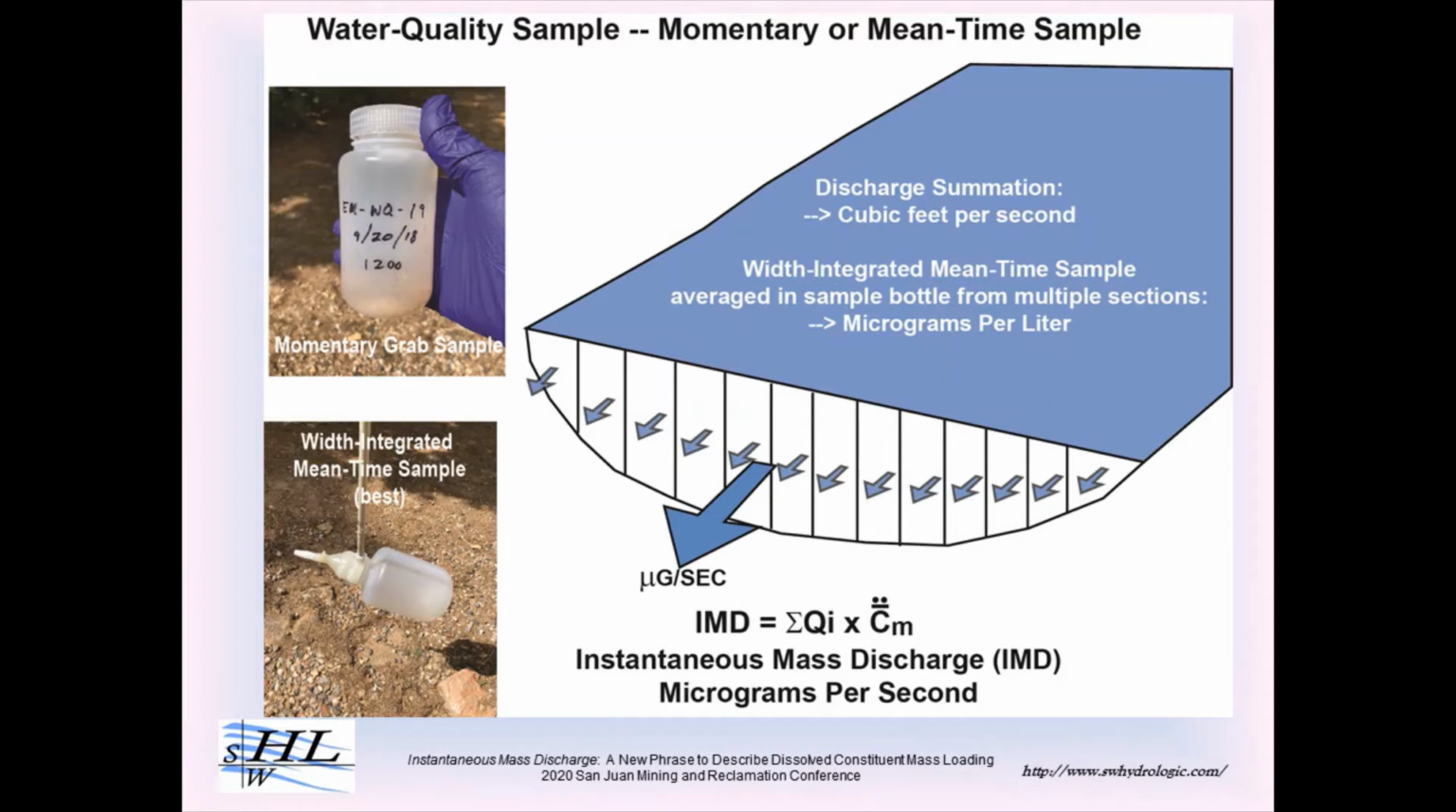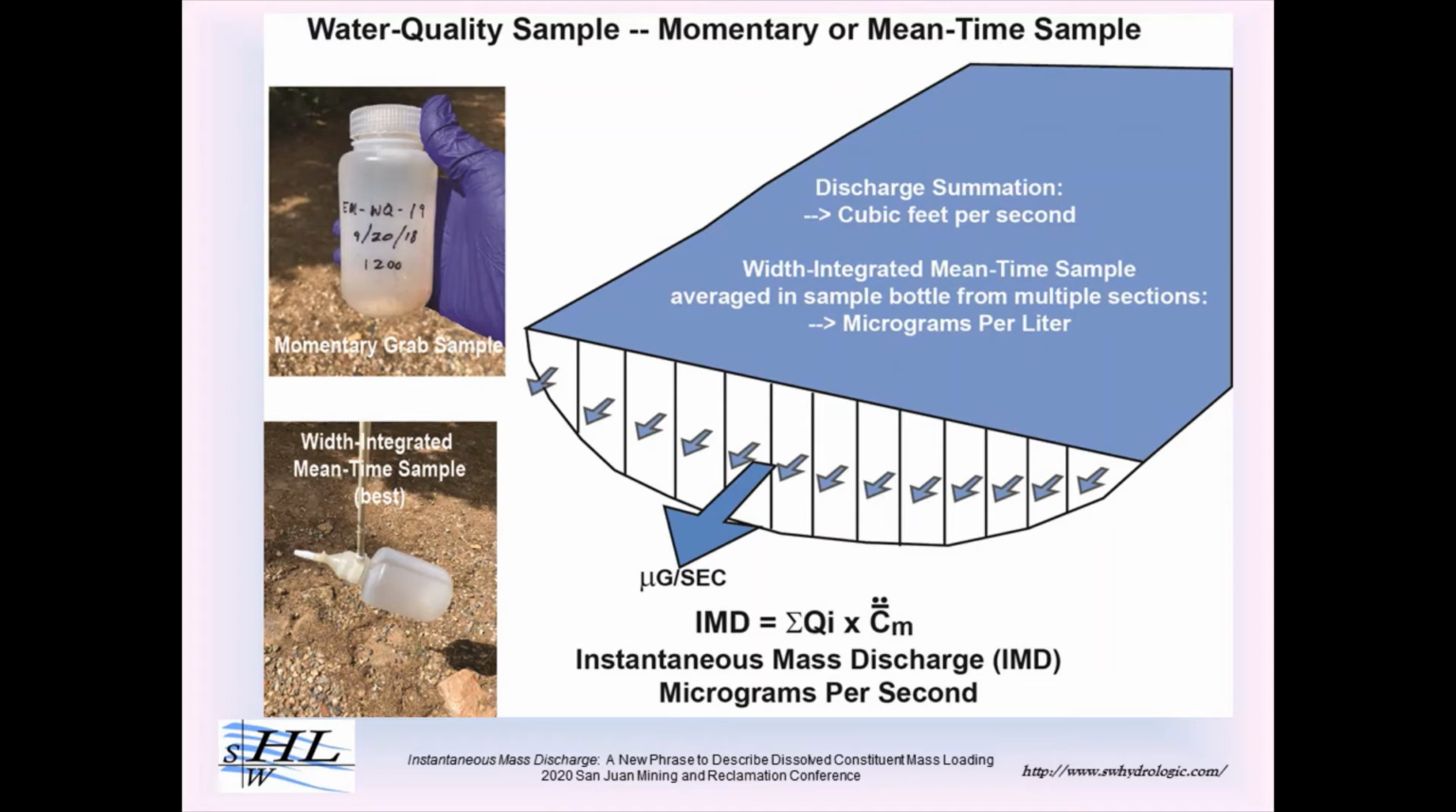A water quality sample is a momentary or mean time sample. A momentary grab is recorded to the minute. A width integrated mean time sample is the best, where you have a DH81 handheld sampler with a Venturi nozzle on it and a 3-liter bottle, and you wade across the stream, collecting a width and depth integration as you go across the stream, and this essentially averages the entire stream section within the 3-liter bottle.